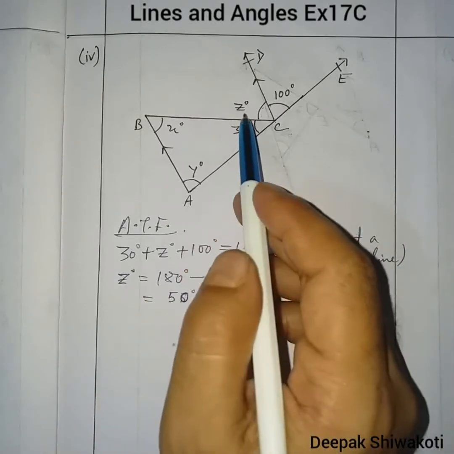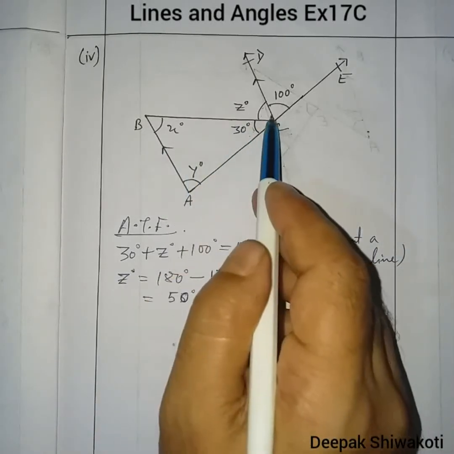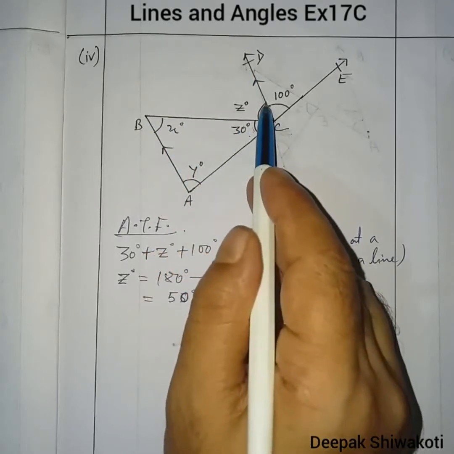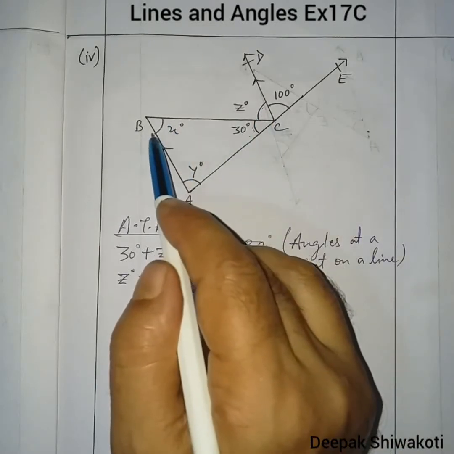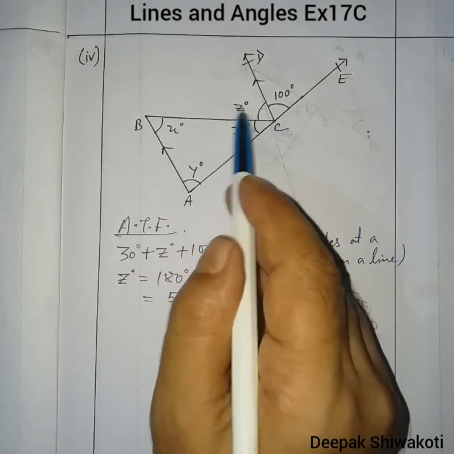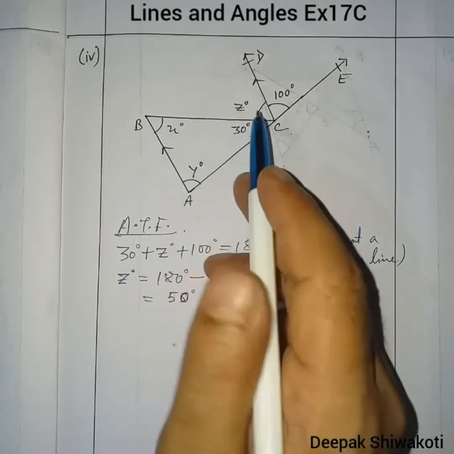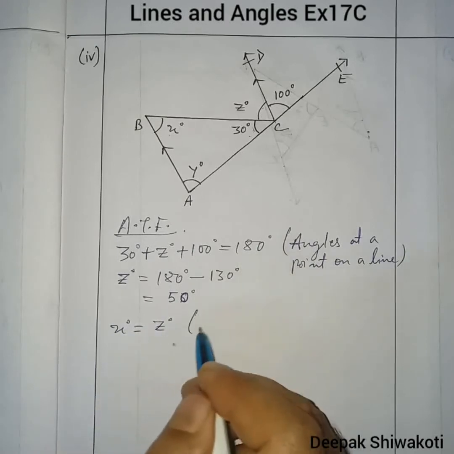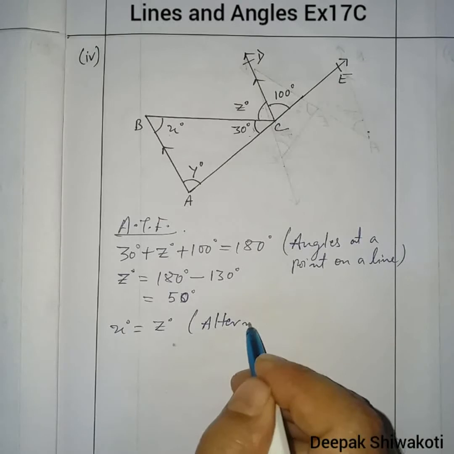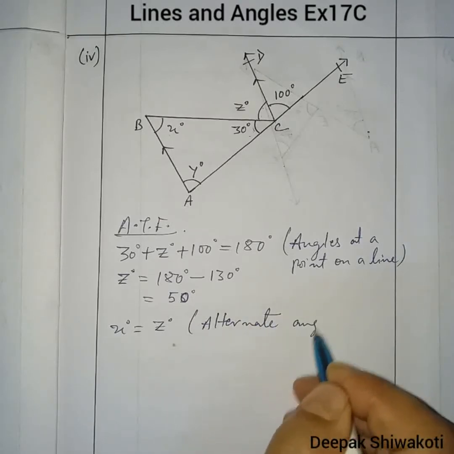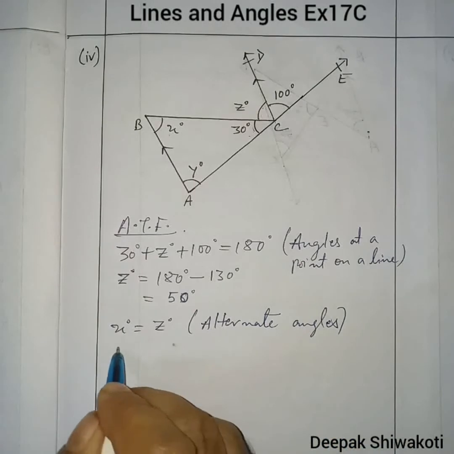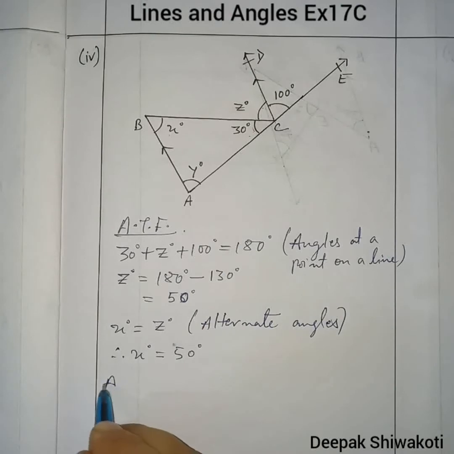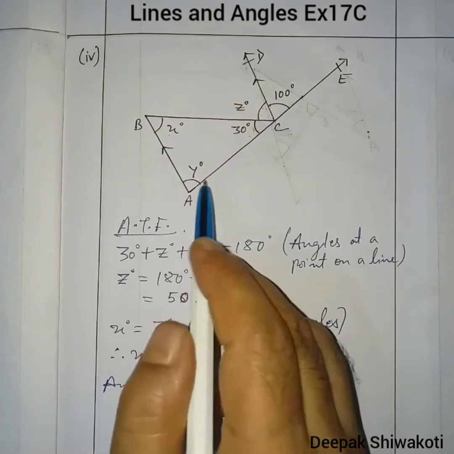Now Z and X, this line and this line are parallel to each other, and this is the transversal. So this angle and this angle are alternate to each other. That means Z and X are equal. Okay, so X degree is equal to Z degree. Why? These two are alternate angles. Okay, so therefore X degree is equal to 50 degree. And now for Y we'll find it this way.